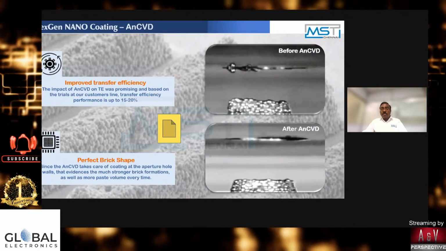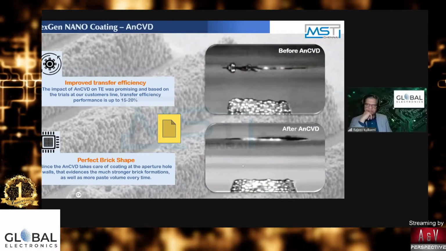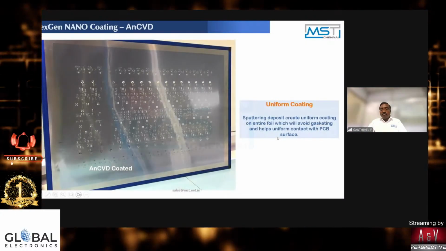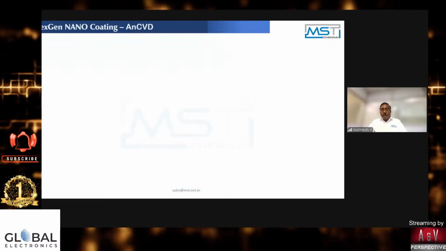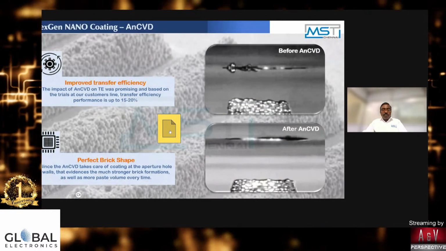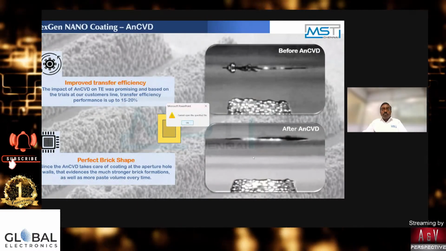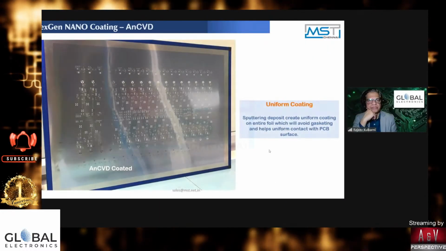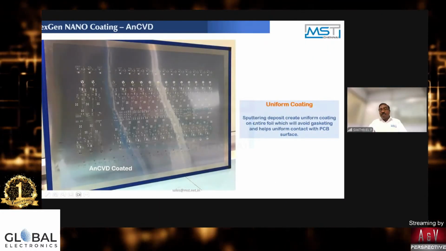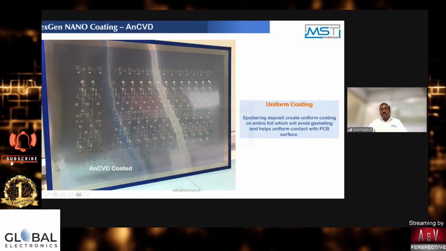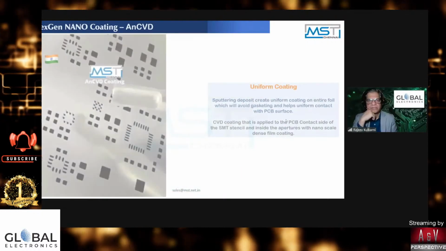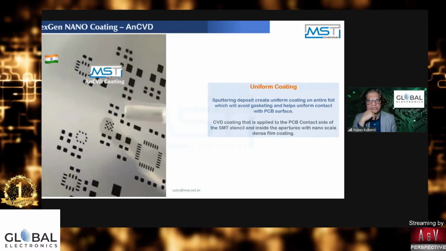Yeah, it is getting accumulated here. After CVD coating, it has perfect hole wall smoothness, so it gives a better paste shape printing after depositing. This coating has been done using sputtering deposition, which is used in semiconductor.